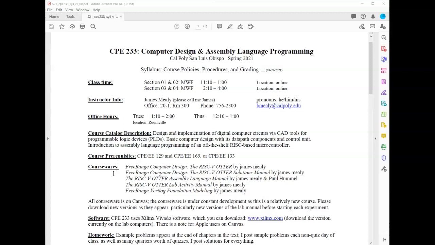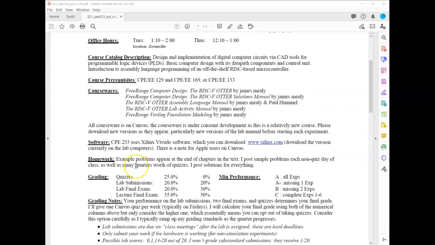Okay, all the courseware is on Canvas. Typically, it's under constant development, particularly the lab manual. So lab manual, by all means, every experiment, download a new lab manual. Software for the course is primarily the Xilinx Vivado software, which we'll be using essentially every experiment. Hopefully you already have that downloaded on your computers.